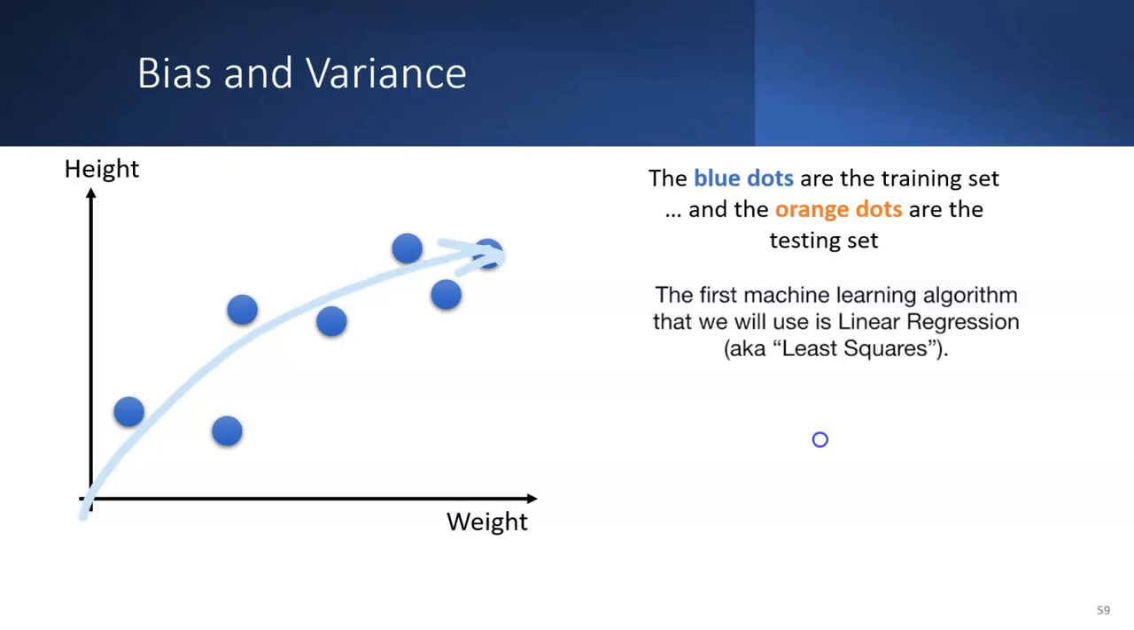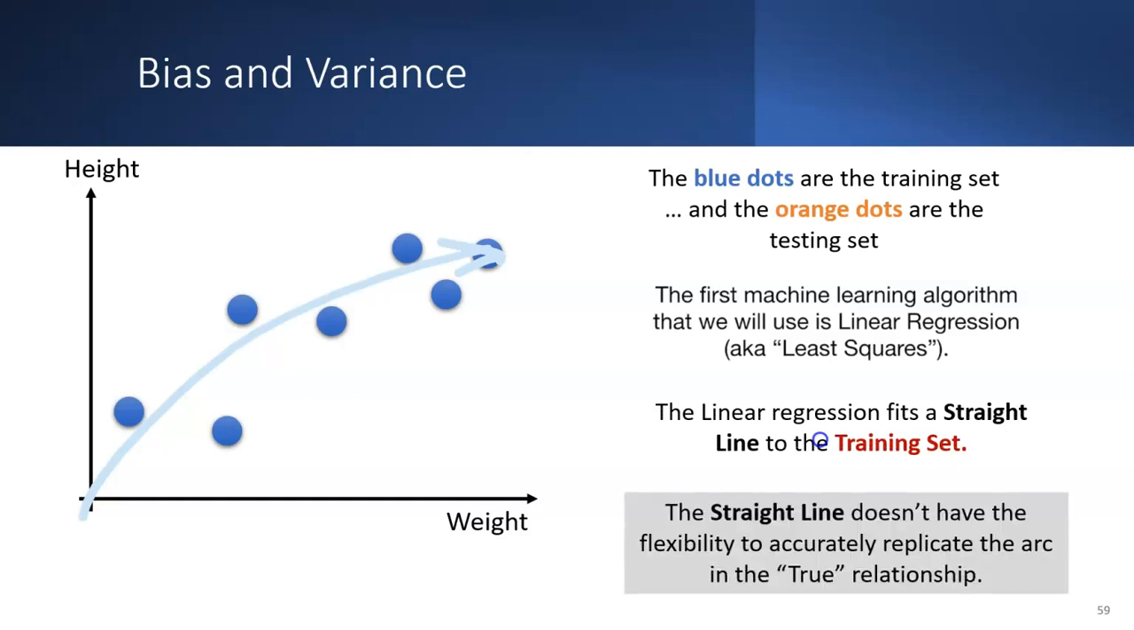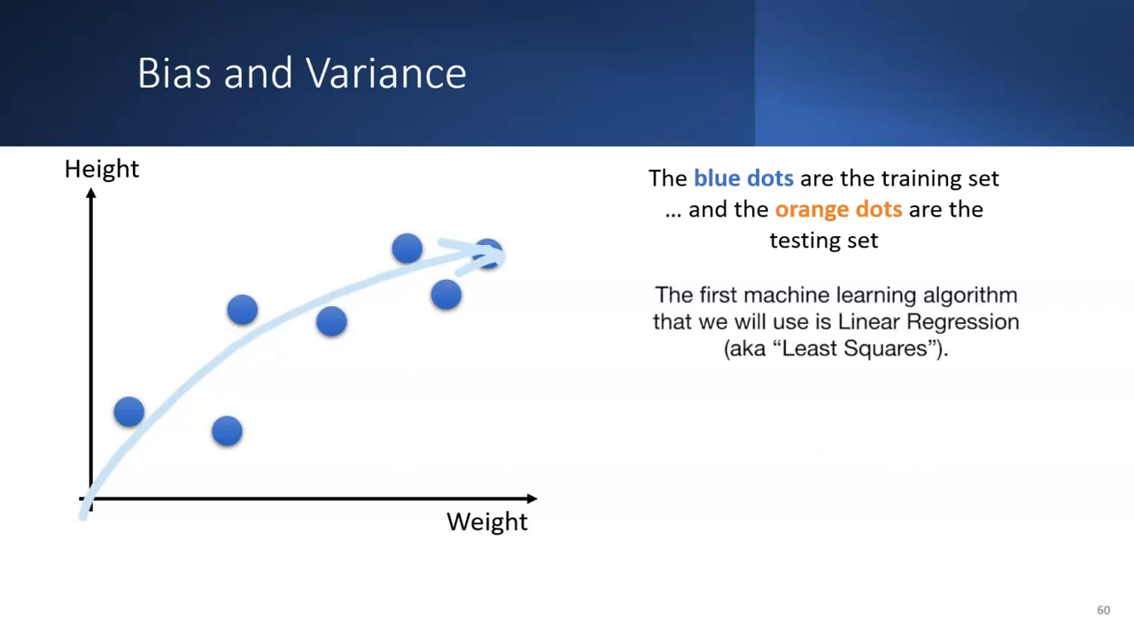The first machine learning algorithm we will use is linear regression, also called least squares. The linear regression fits a straight line to the training set. The straight line doesn't have the flexibility to accurately replicate the arc in the true relationship. Linear regression and least squares are mostly used in social sciences, or in software for structural equation models, like SmartPLS, which also uses least squares.